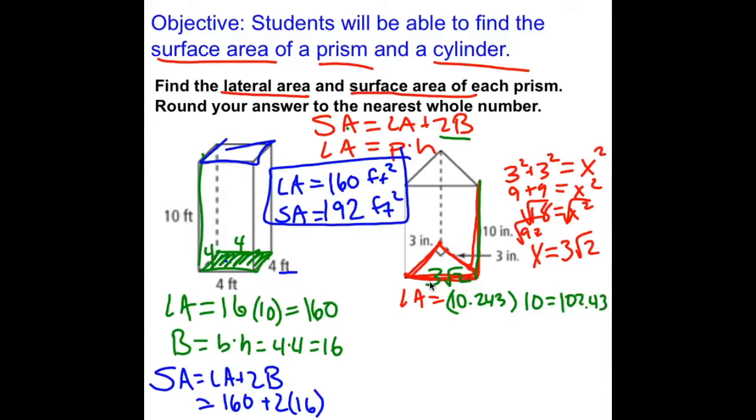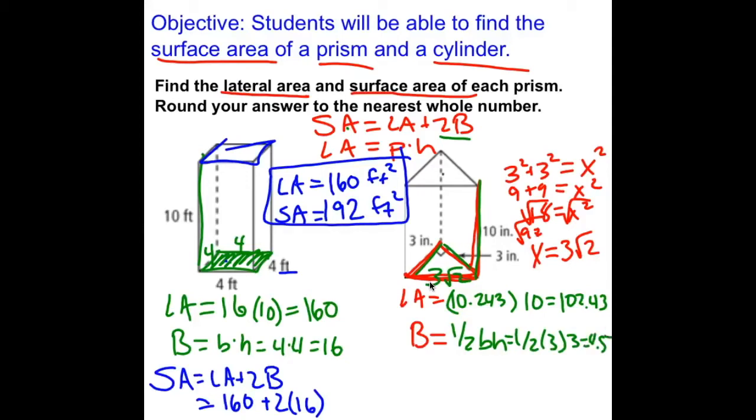So the next thing we need to do is move on to our base. So the base is a triangle. If you remember your formula for a triangle, it's 1/2 base times height, and the base and the height have to make a right angle. Those are my two 3s. So I go 1/2 times 3 times 3. And we get 4.5 for the base.